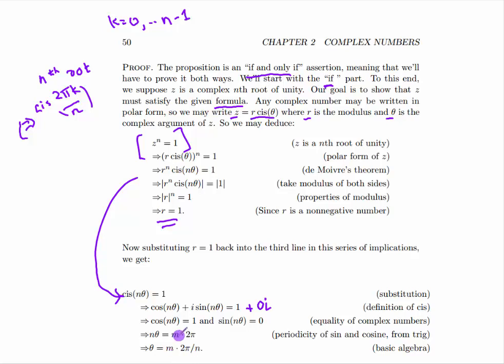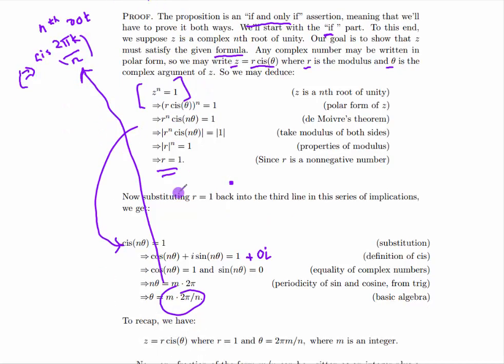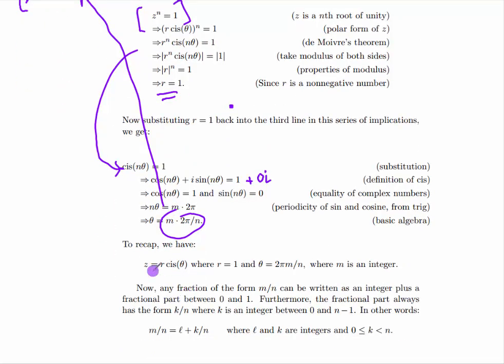All right, so notice this similarity between this result and what we want to get up here. What's the difference? The difference is that here, k can only take these values, and here m can be anything. So how do we cut down from any value of m to these values of k? Let's see how that works. To recap, z must be in polar form given by modulus 1 and theta as some multiple of 2 pi over n.